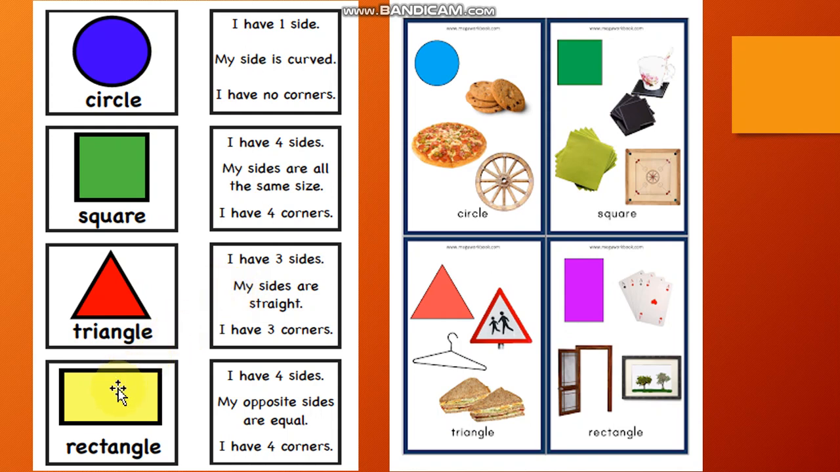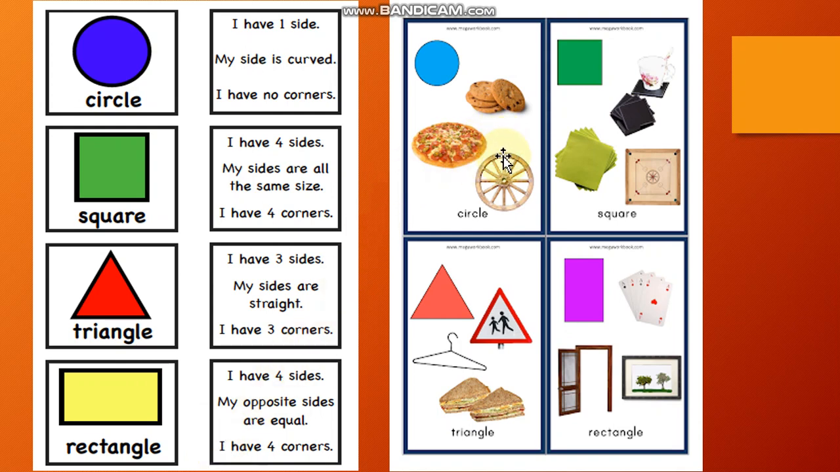And the rectangle is saying, I have four sides. My opposite sides are equal. I have four corners.